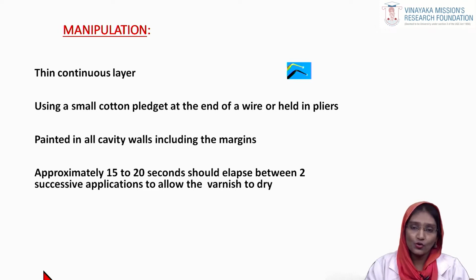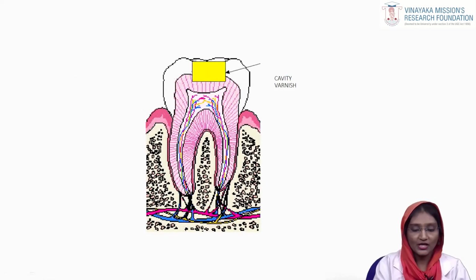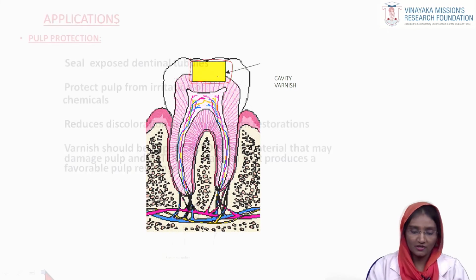So after the first coating of the cavity varnish you have to wait for approximately 15 to 20 seconds in order to allow the varnish to dry. After 20 seconds the organic solvents will get evaporated and it leaves a thin residue. Then you have to apply the second coating. At least 2 coatings you have to apply on the cavity walls. So this picture shows the application of the cavity varnish all over the walls of the cavity preparation.